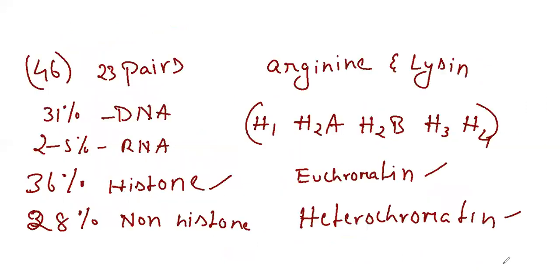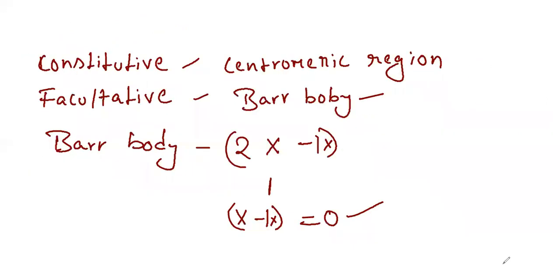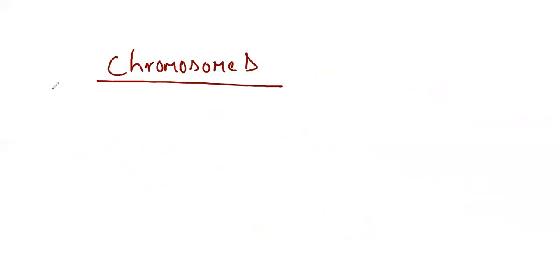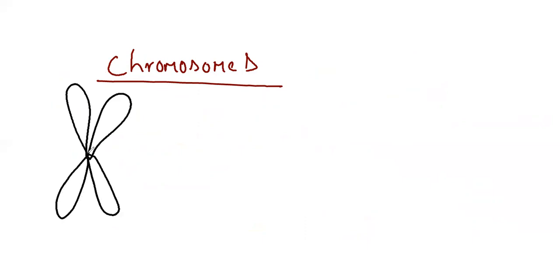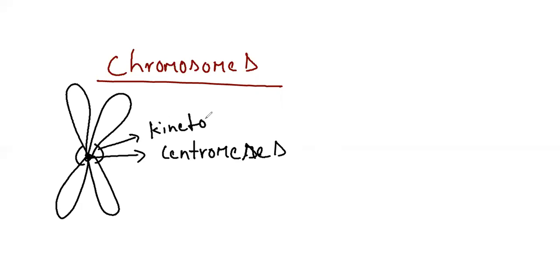Our next thing is we are going to start with chromosomes. So what are chromosomes? If you see the chromosomes, they are identified by this structure. You will use the term chromosome only during cell division. This part we call the centromere, and you have to count the chromosomes based on the number of centromeres. And here we have extensions, which we call the kinetochore, and these are the chromatids.